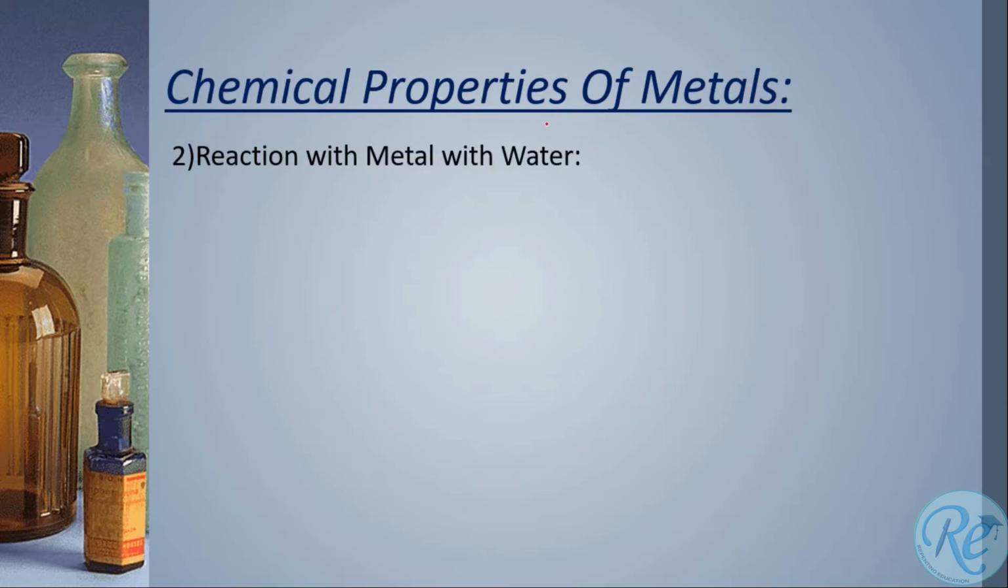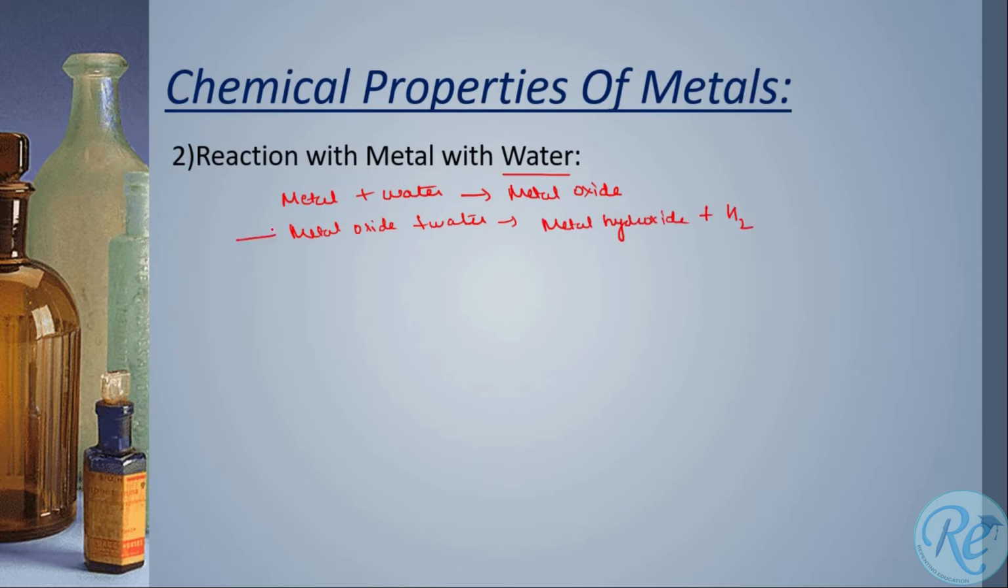In the next chemical property of metals, we see their reaction with water. So it's a two-step process in which metals first react with water to give metal oxide, which then reacts with more water to give metal hydroxide and H2 gas finally. So this hydrogen that is evolved is a characteristic of this kind of reaction, that is reaction of metals with water.